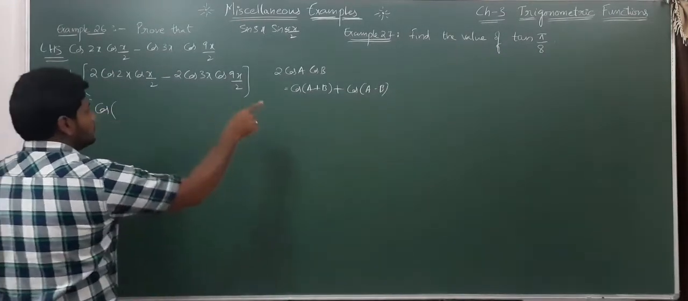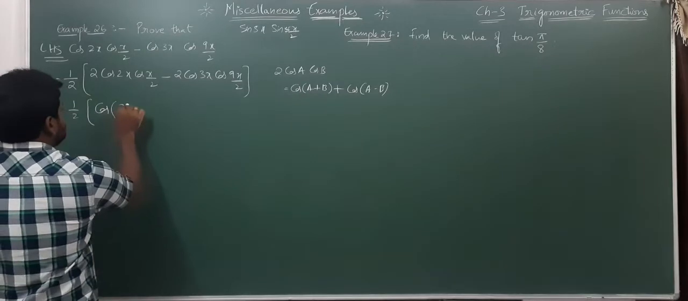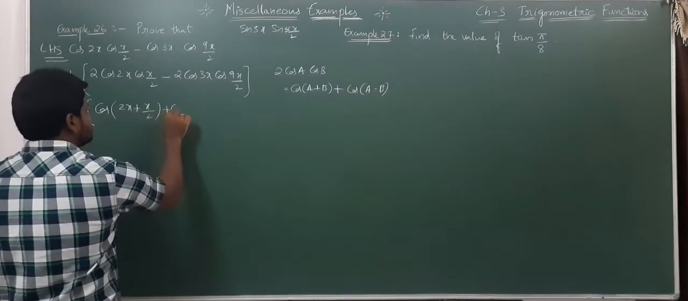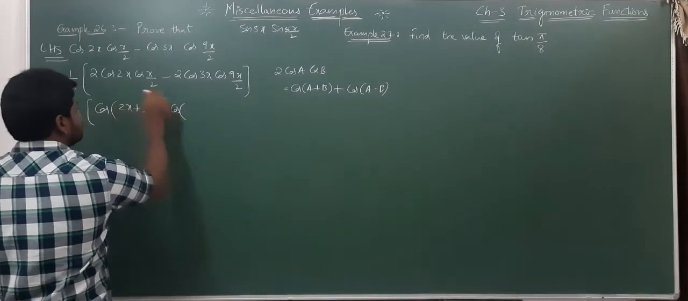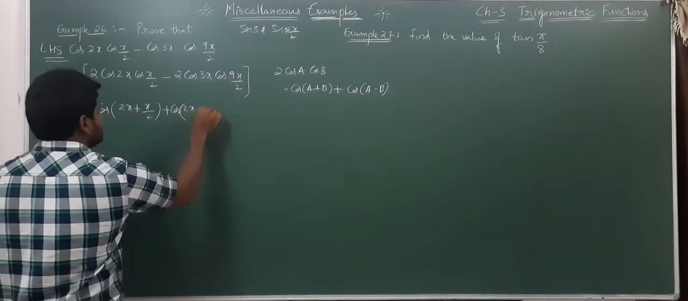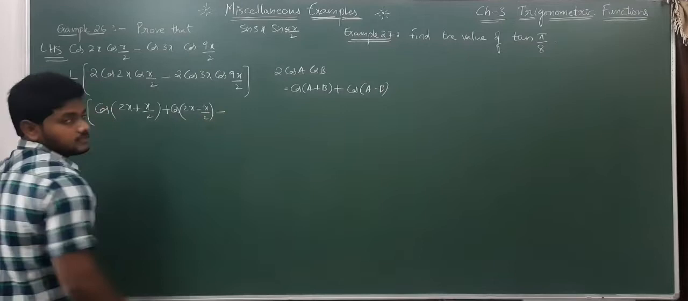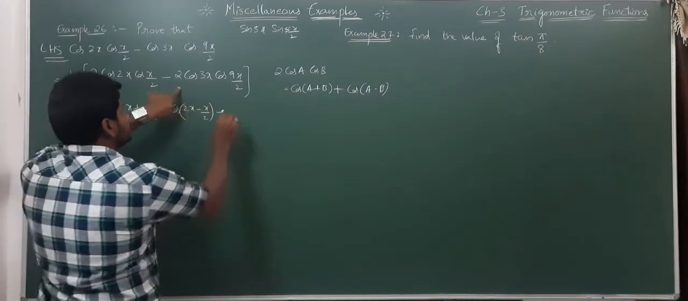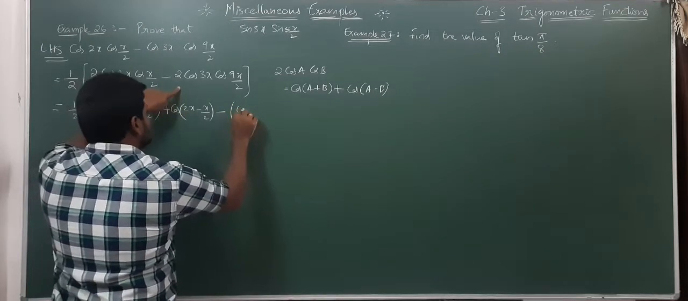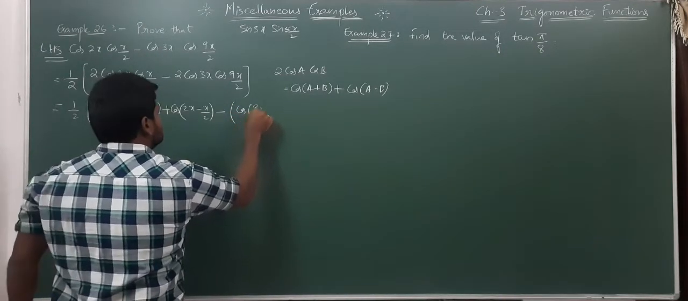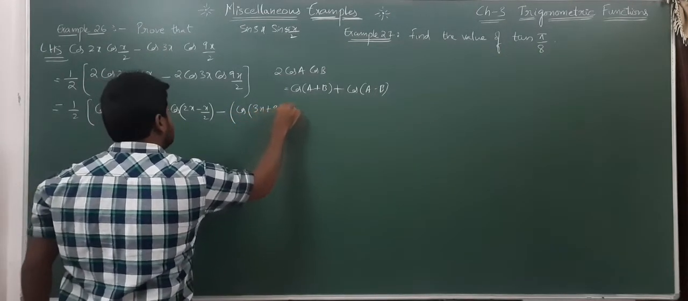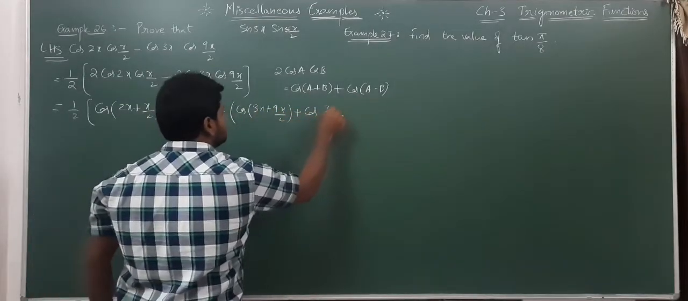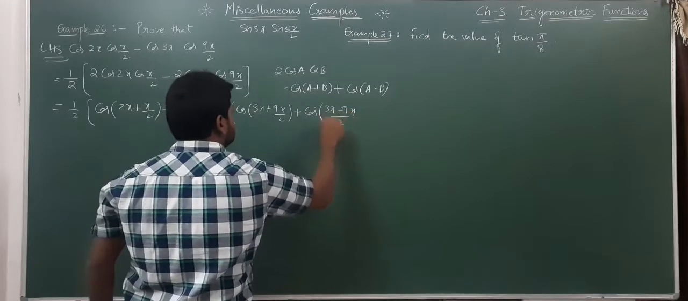See this. Cos of A plus B: what is A? A is 2x and B is x by 2, so A plus B is 2x plus x by 2, plus cos of A minus B, which is 2x minus x by 2. Minus, so this is also the same form. This is also the 2 cos A cos B form, which results in cos of A plus B, 3x plus 9x by 2, plus cos of A minus B, 3x minus 9x by 2.